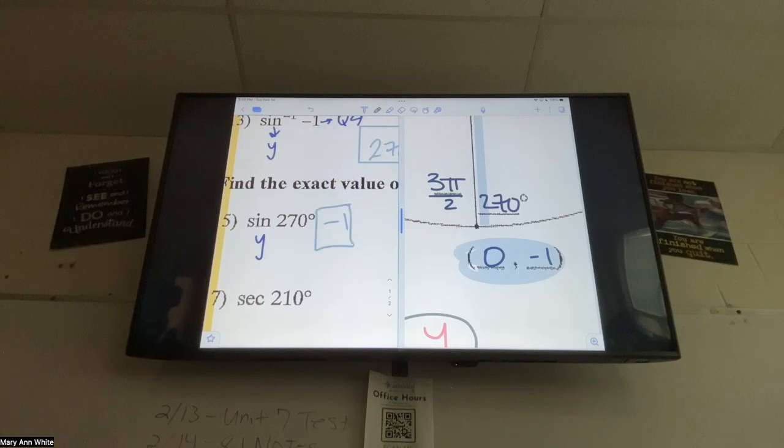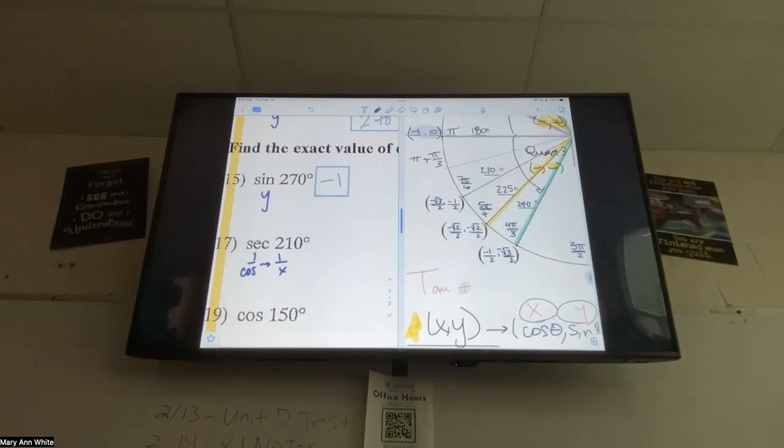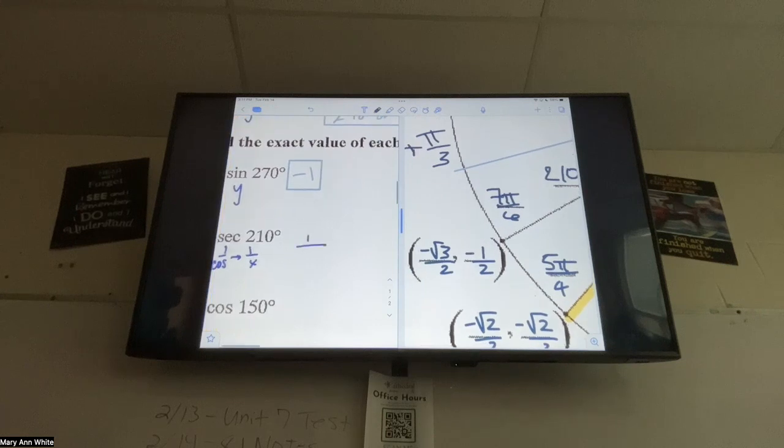Let's just do one more. Let's just do the secant one because secants are a little bit funny and then we'll call it a day. It's a secant of 210. Secant is the same thing as which trig function? 1 over cos, very good. And since I know cos is x, I can also think of this as 1 over x. So I want to go find x at 210, and I want to do 1 over it. Okay, well, here's 210 and there's my x. So I'm going to do 1 divided by -√3 over 2.